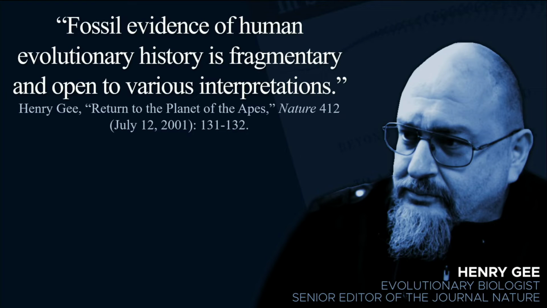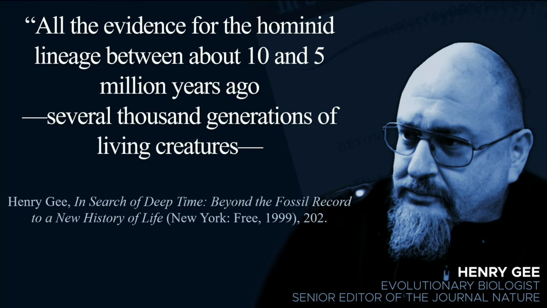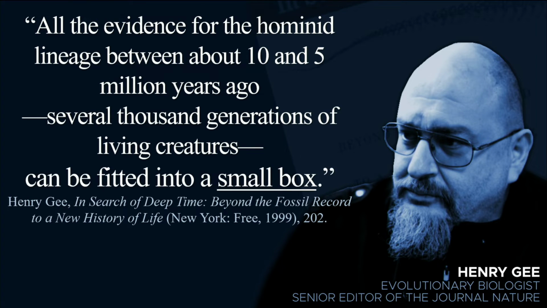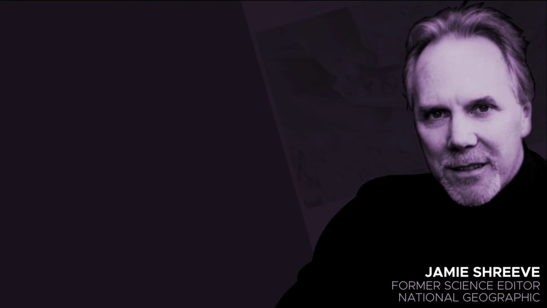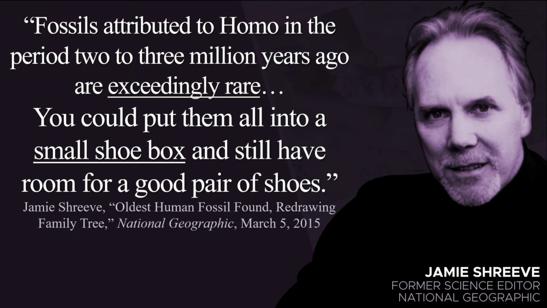Henry Gee, he was the editor at the journal Nature. That's one of the big 3 top-flight academic journals. He says this, fossil evidence of human evolutionary history is fragmentary and open to various interpretations. All the evidence for the hominid lineage between 10 and 5 million years ago, several thousand generations of living creatures, can be fitted into a small box. Jamie Shreve writes this, fossils attributed to Homo in the period 2 to 3 million years ago are exceedingly rare. You could put them all into a small shoebox and still have room for a good pair of shoes.